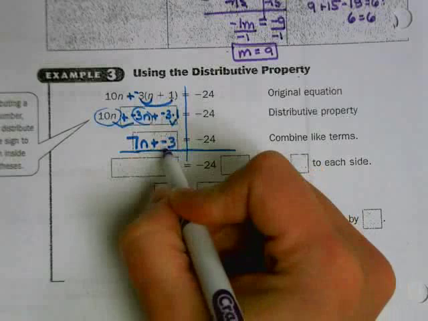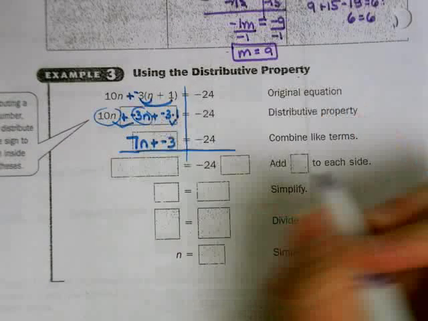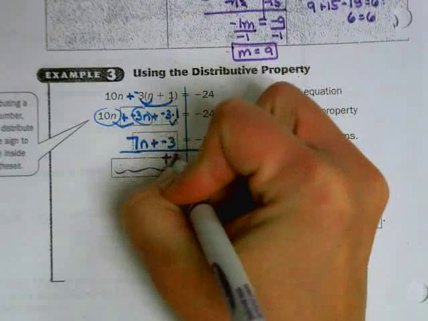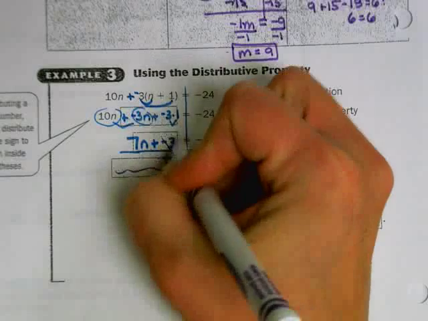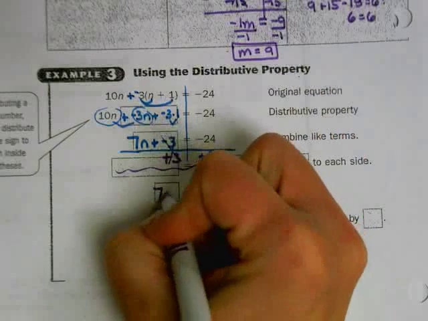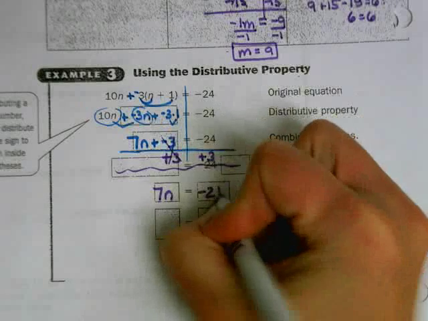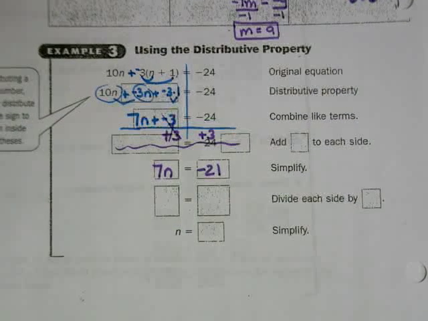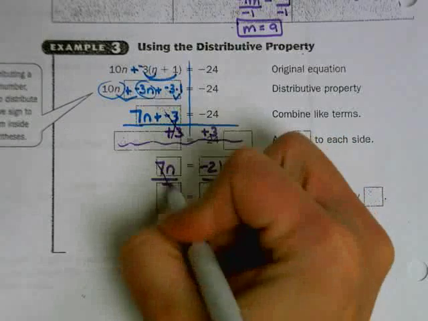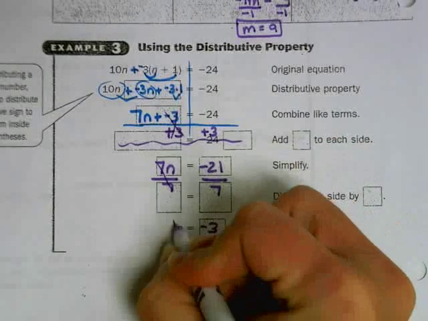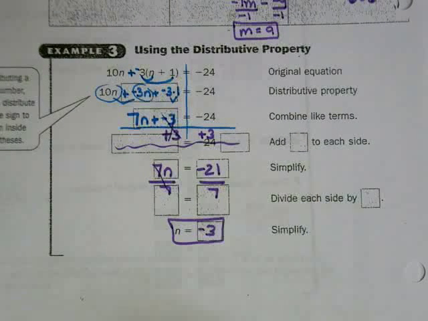So I need to get rid of this negative 3. That's got to go. So to get rid of negative 3 to make it 0, I add 3. I'm not going to use their boxes here. I'm just going to do this. Plus 3 plus 3. Negative 3 plus 3, bye-bye. Bring down 7n equals, and negative 24 plus 3, careful here, negative 21. Now to get rid of 7 times, divide both sides by 7. And we get n equals a negative divided by a positive is a negative. Okay, so we think it's negative 3.